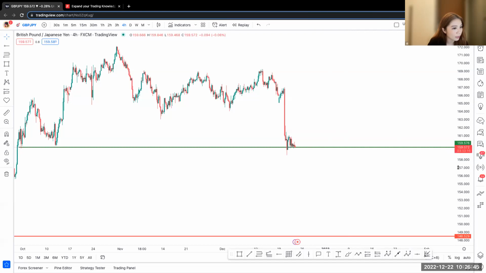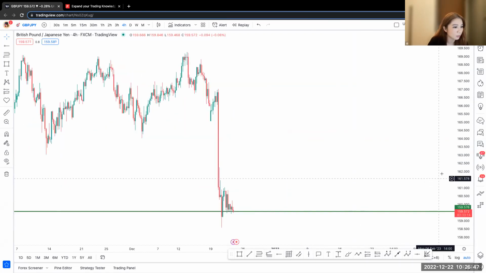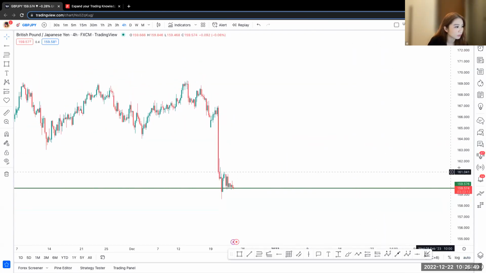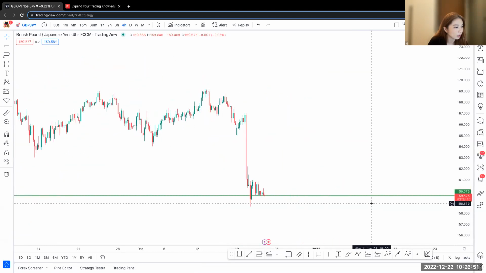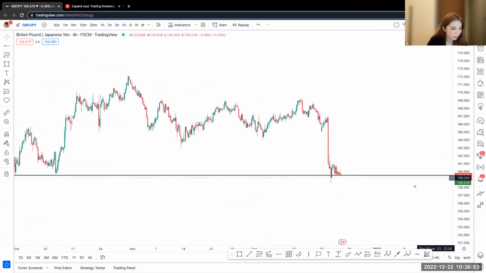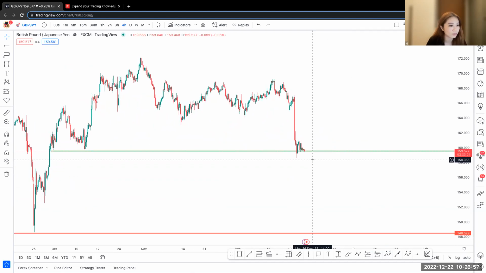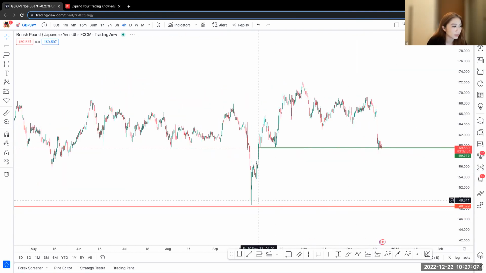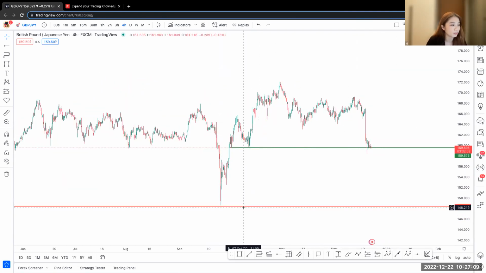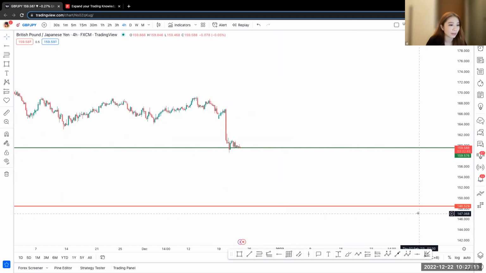However, I think it is still undecided on whether it would drop further down. I would say keep in view if price actually did eventually drop beyond this 159 that we have marked out since October. I think we can proceed with the downward fall all the way to this support and resistance line at 148.